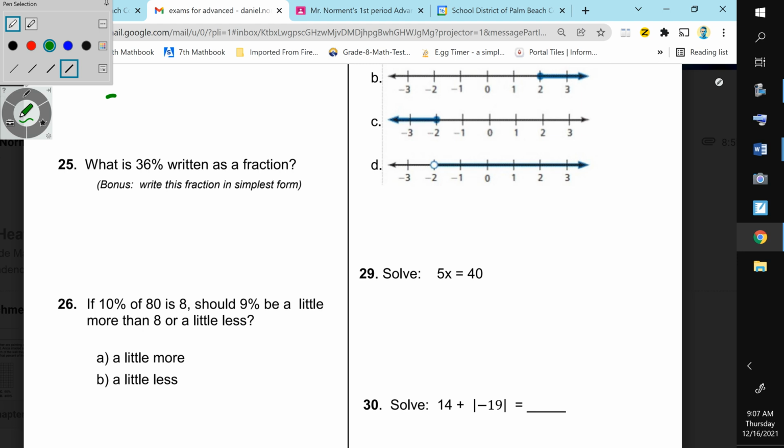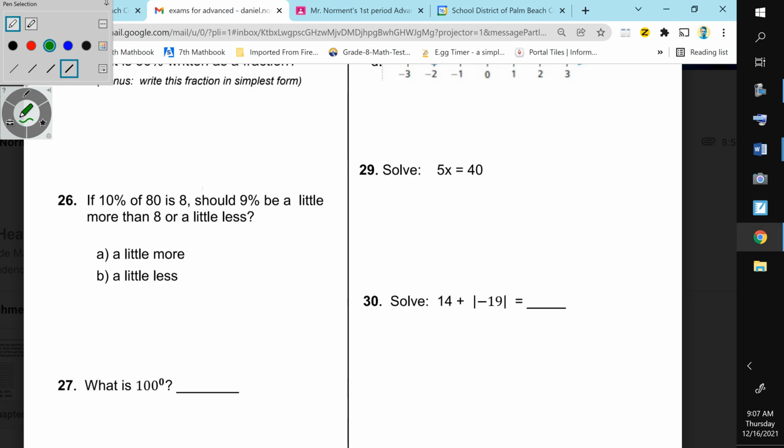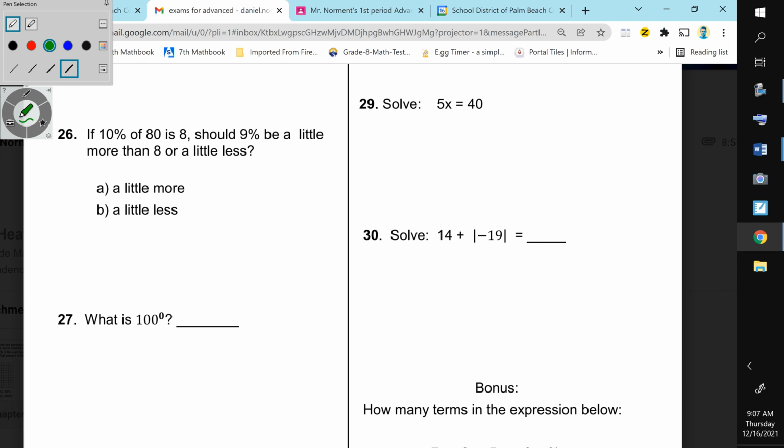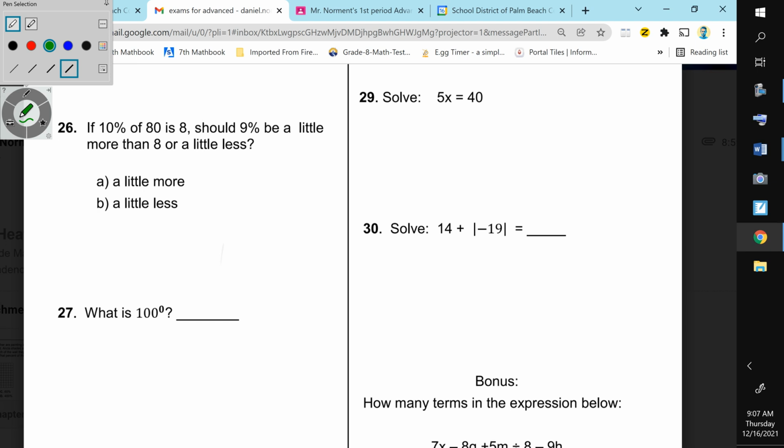Number 25, 36% written as a fraction. That's 36 over what number? Please don't miss that. Look at your study guide if you think you don't know it. 10% of 80 is 8, which is true. Should 9%, which is a little bit smaller than this, be a little bit more than 8 or a little bit less? Hopefully you can use your brain and figure that out.